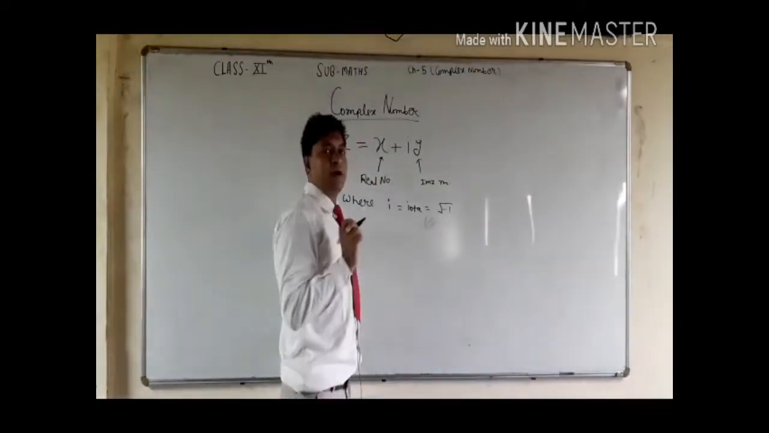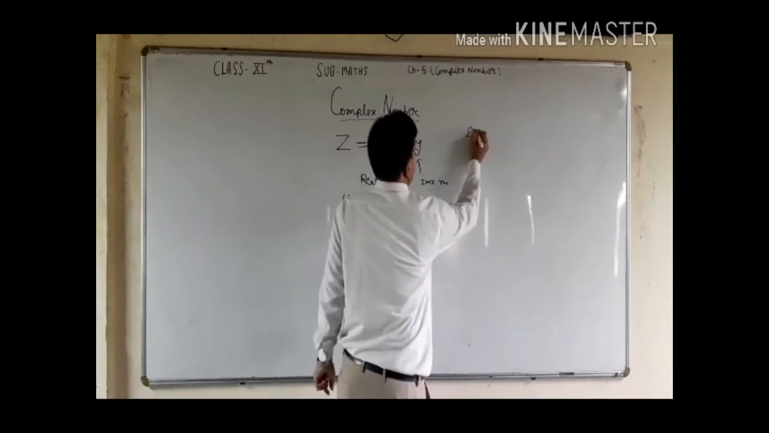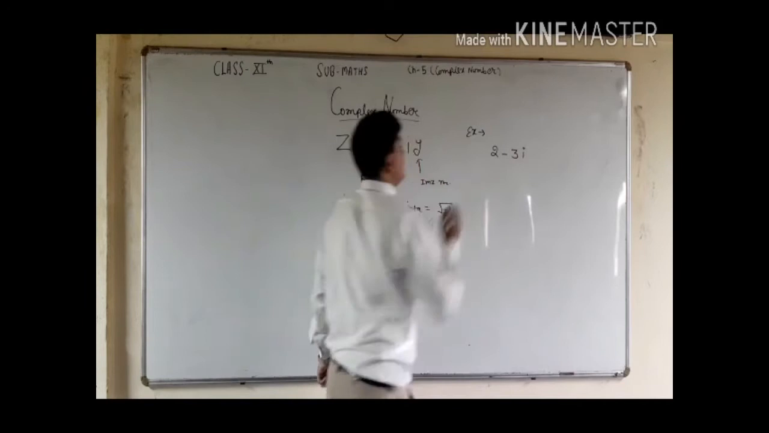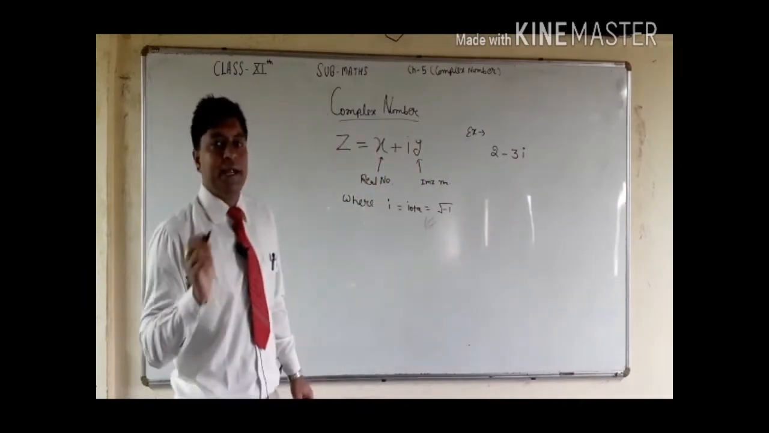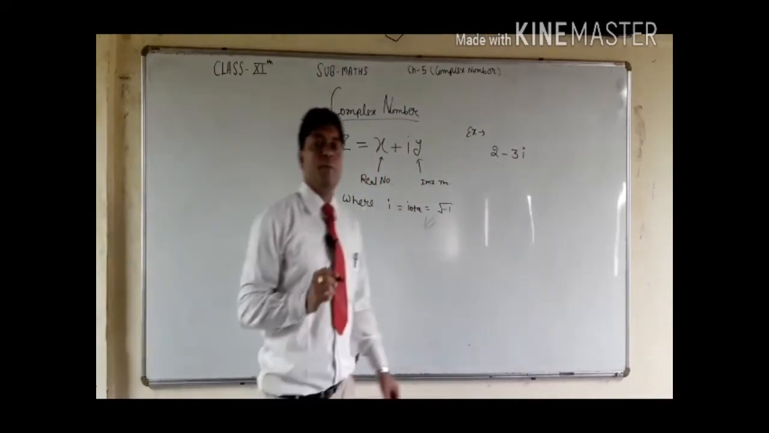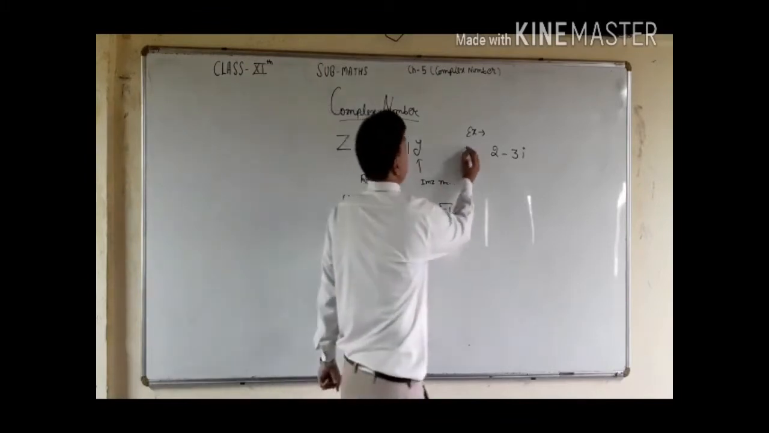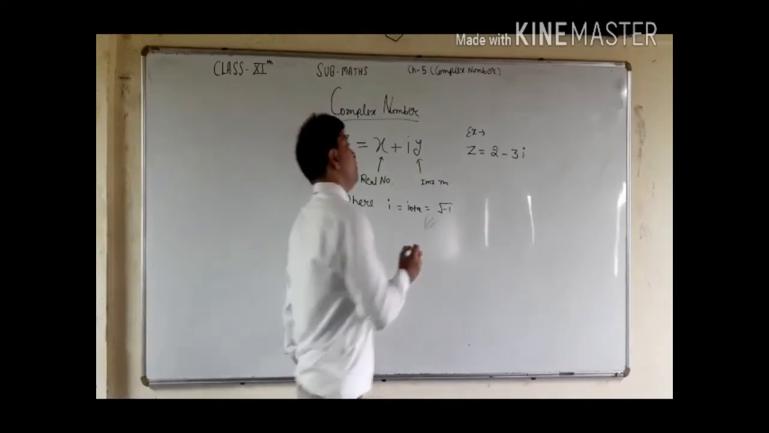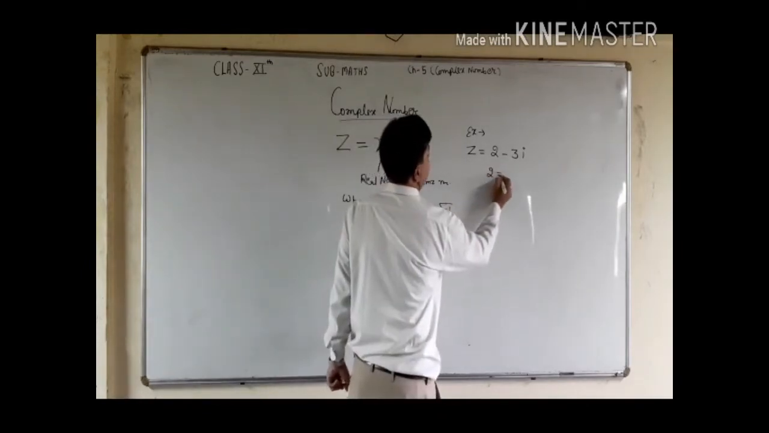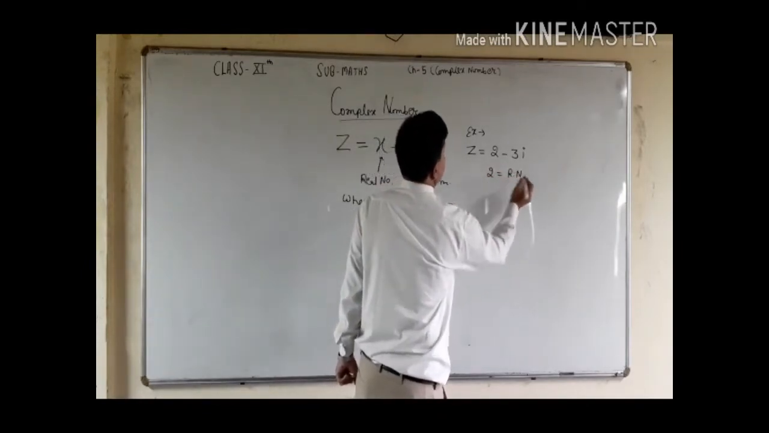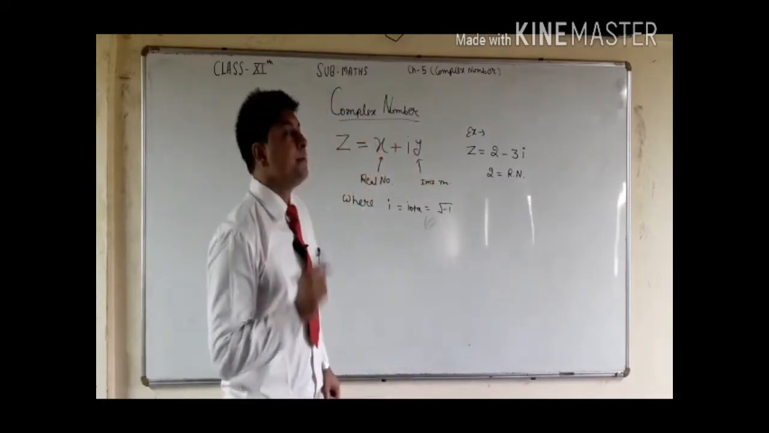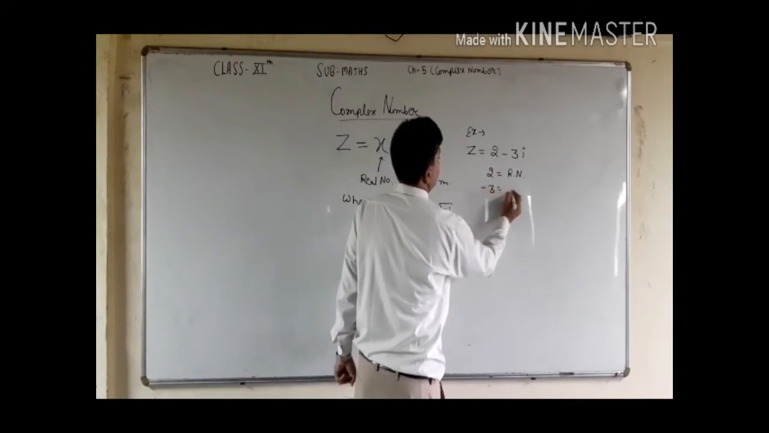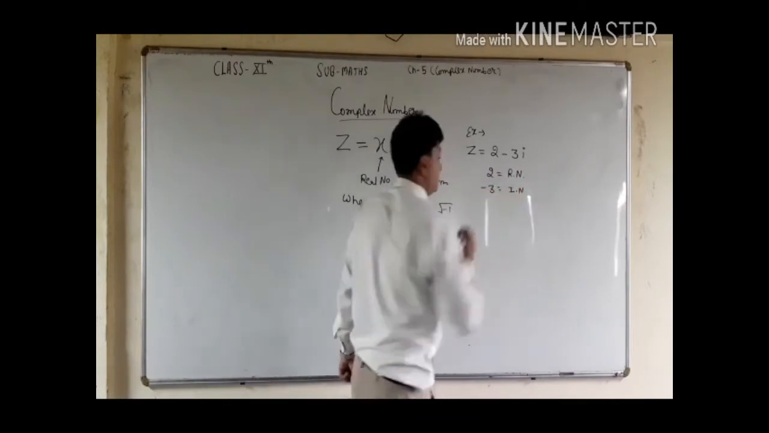Let me give an example. The example is 2 minus 3 iota. We find the real and imaginary parts of the complex number. So z equal to 2 minus 3 iota, where 2 is the real number and minus 3 is the imaginary number.